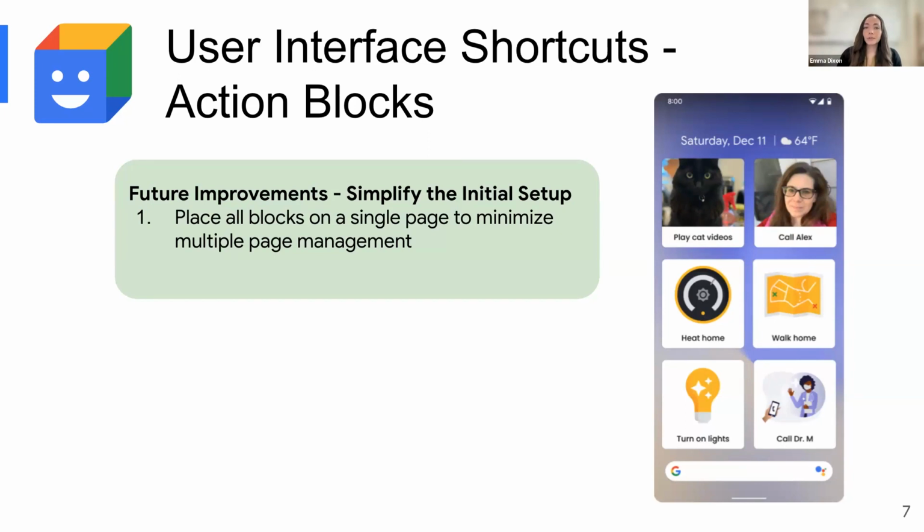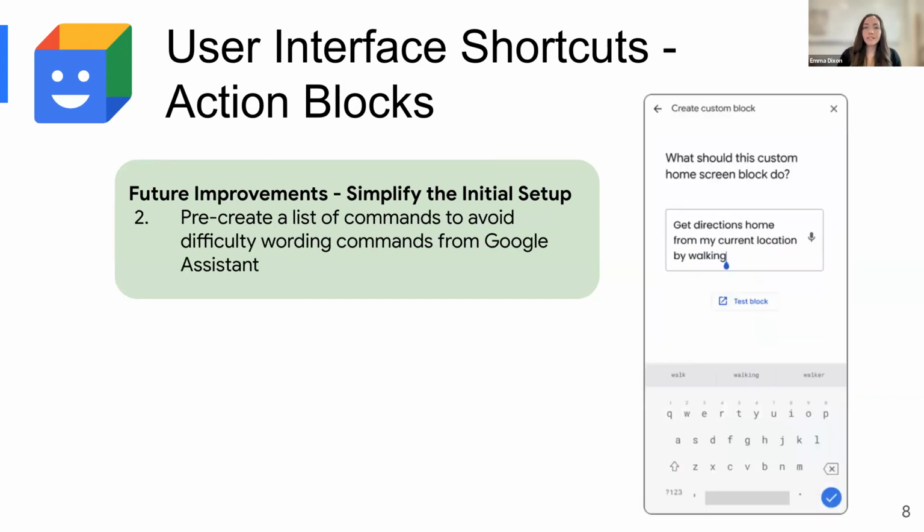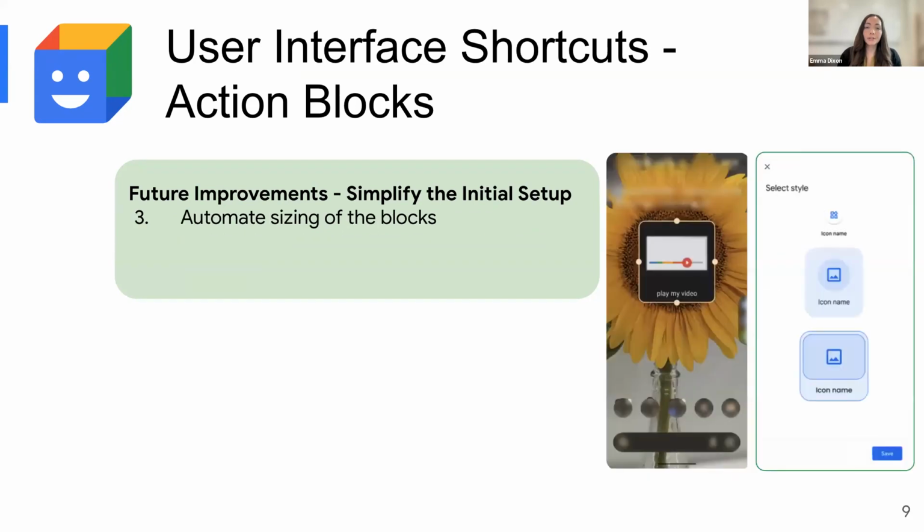First, each new block created was added to a new page on participants' mobile device. Instead, they wanted all blocks to be added to a single page to reduce multiple page management. Second, inputting commands to Google Assistant was difficult. Instead, participants wanted a pre-created list of commands that they could choose from. Third, with challenges with dexterity, participants had a hard time resizing the blocks once they were added to their home screen. To address this, participants wanted to pre-select the size of all new blocks that they added.